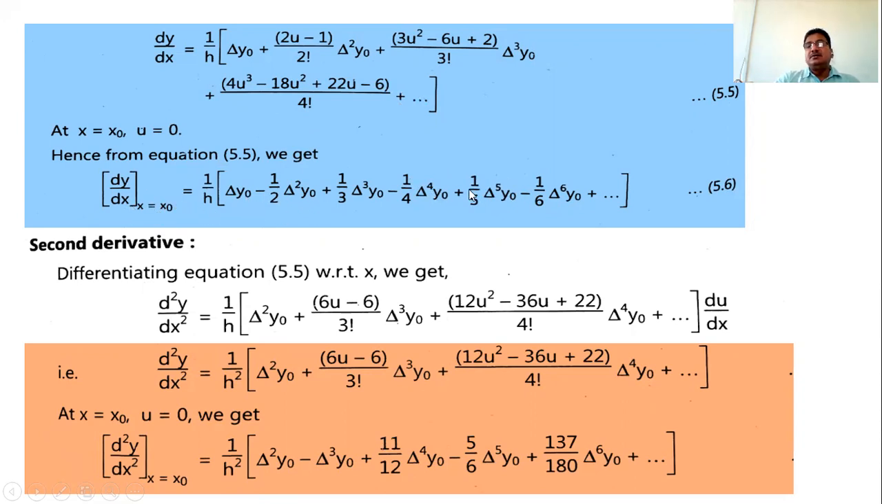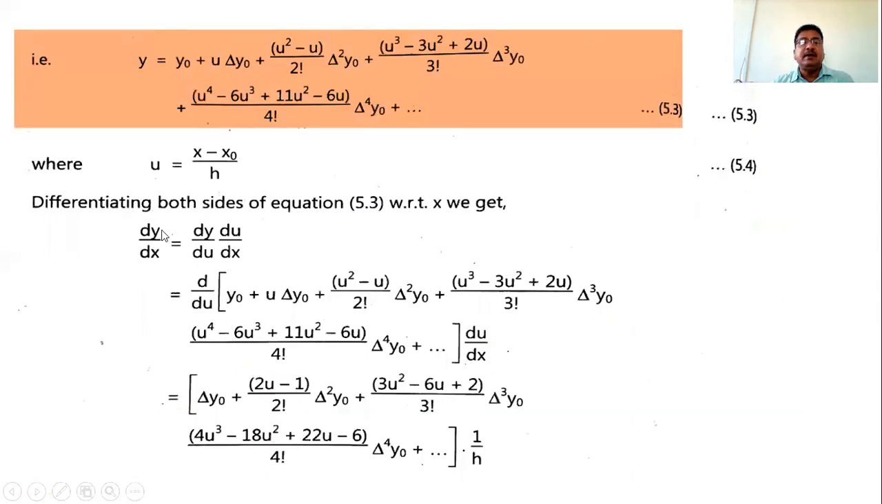So remember this formula. Then the second order derivative, that is, we differentiate this dy by dx again with respect to x. Then what do we have? d square y by dx square is 1 by h, and the derivative of this quantity with respect to u into du by dx, because this is a function of u and we have to differentiate with respect to x, meaning multiply by du by dx by chain rule. Similarly, dy by dx is dy by du into du by dx.